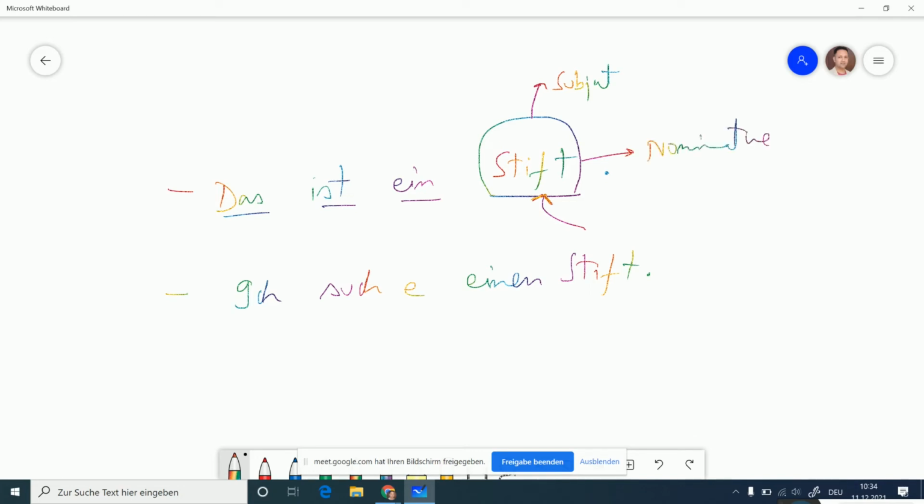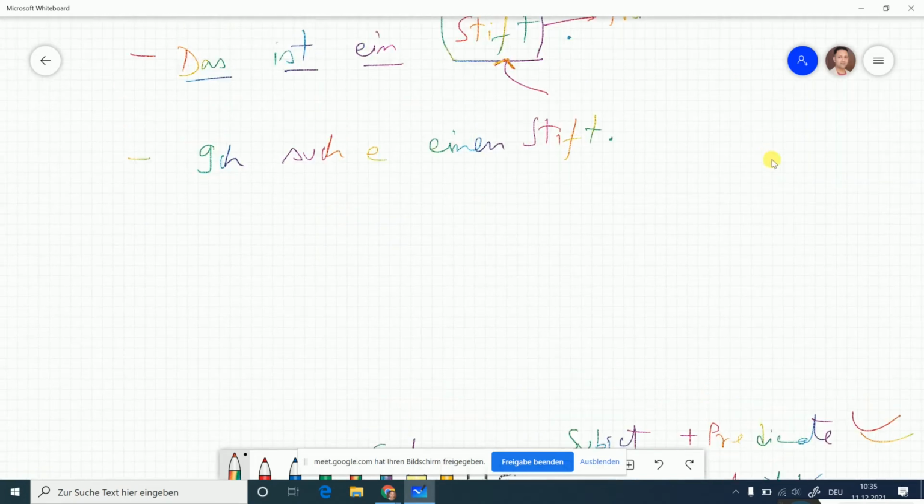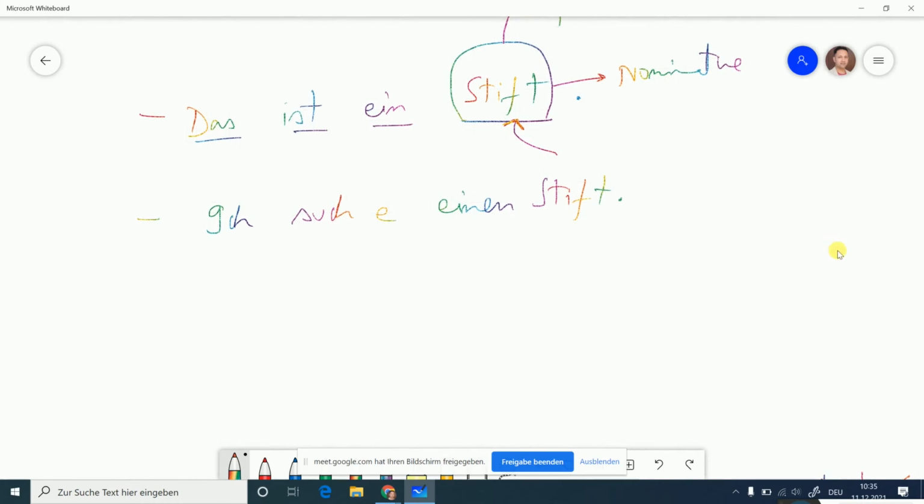Okay, so if only one subject or noun is there, that would be by default nominative. Absolutely. There is no way out. Yeah, only one possibility is that it has to be nominative only. Now here you see there is a small difference. Ich suche. Suche means to search.